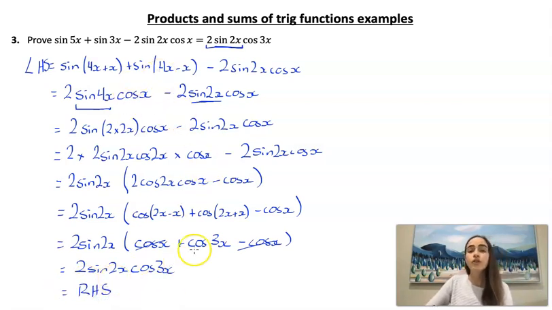So again, that's not the only method that you could use to solve this problem, but it is one of them. So that's having a look at a few problems that involve products and sums of trig functions.